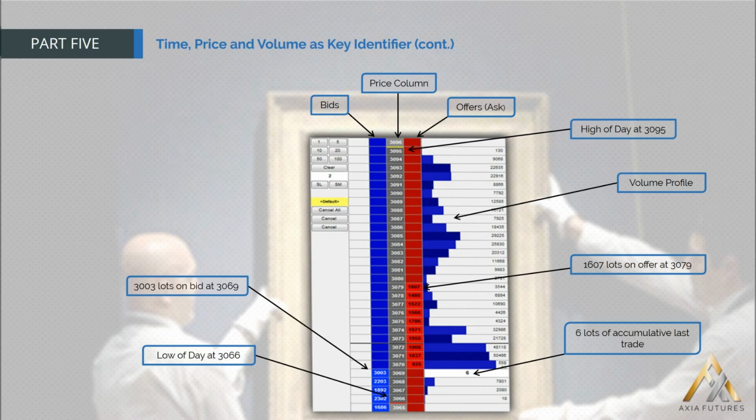We then have the low of the day, and then note the bid of 3,003 lots at the price 30.69. Again, this is the amount of contracts the buyer is willing to buy at price 30.69. So that's what a representation of price, time, and volume looks like on a price ladder.